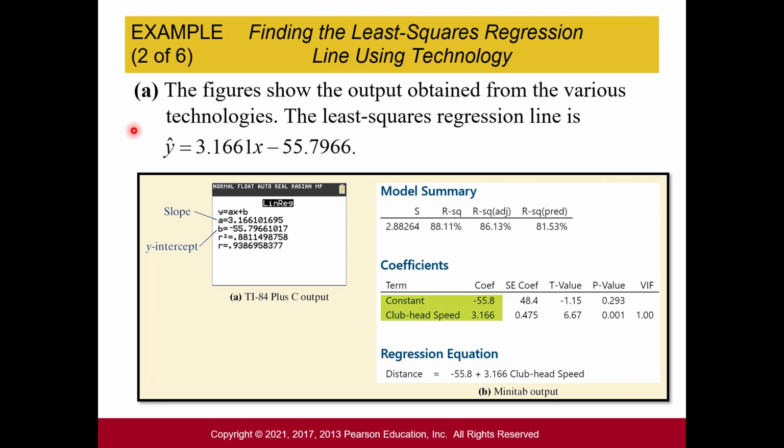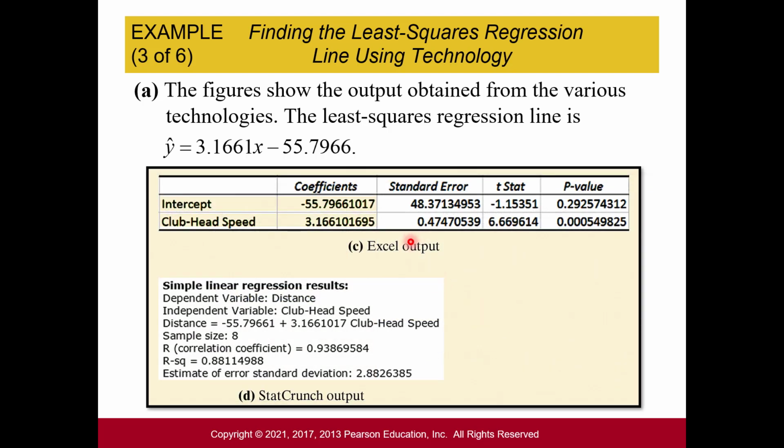Okay, so here are some visuals for using the technology. This is what we figured out using the calculator, where a was the slope and b was our y-intercept. This is what you would get if you were using Minitab to do the computation. Your y-intercept would be what's called a constant, and then your slope would be the club head speed. We used Excel. We found the y-intercept and the slope. And then if you do it in StatCrunch, you're going to get almost what looks like the line equation.